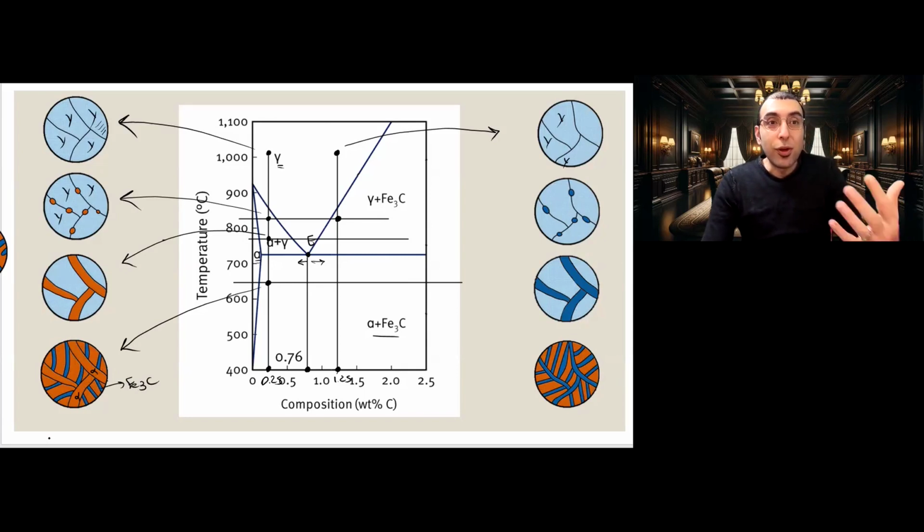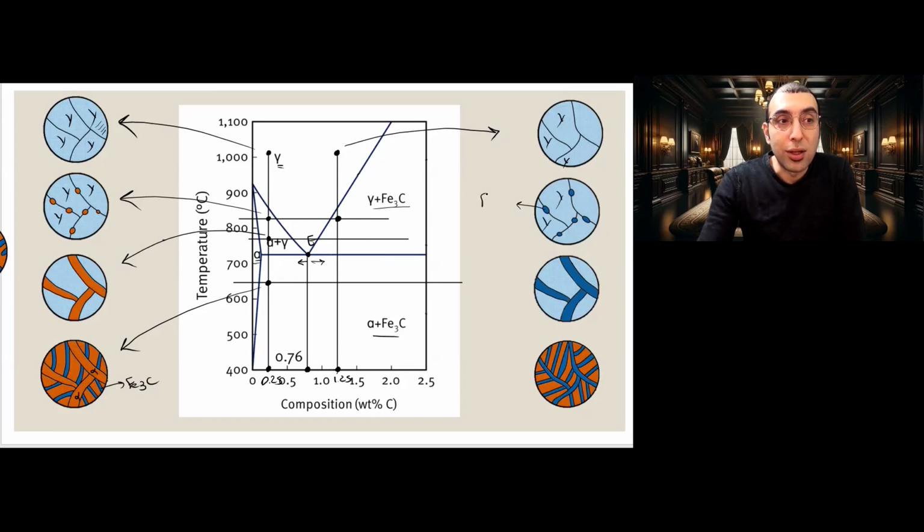So this is for hypoeutectoid alloys, with carbon compositions lower than the eutectoid point. Now for hypereutectoid, you started with austenite because you were in this region. As you're cooling it down, you're entering a two-phase region. Left border is austenite, right border is cementite. Therefore, you should get gamma plus cementite. Exactly. So this is your austenite, and this is your cementite that is forming.